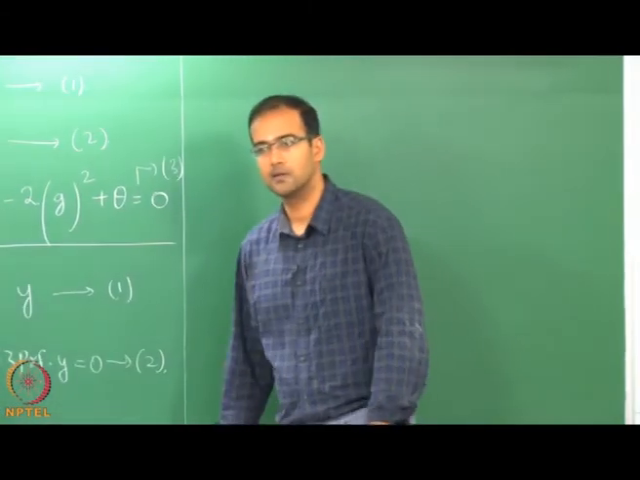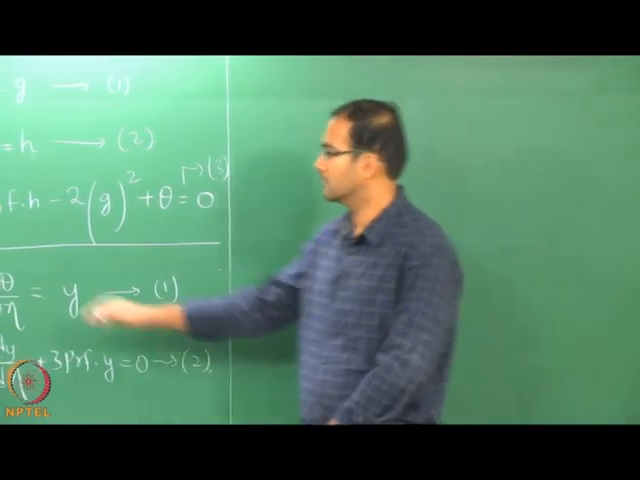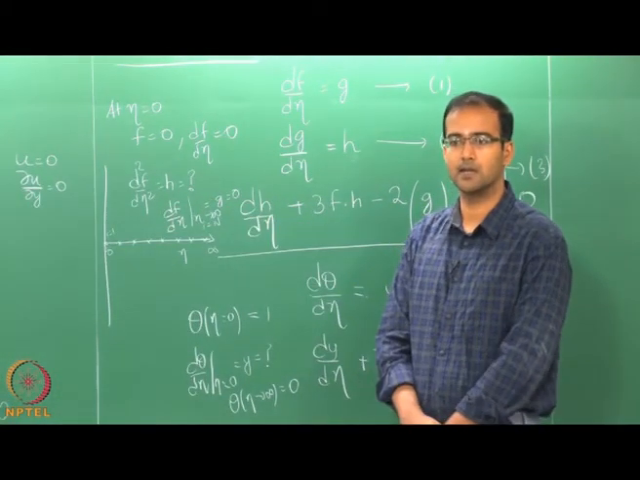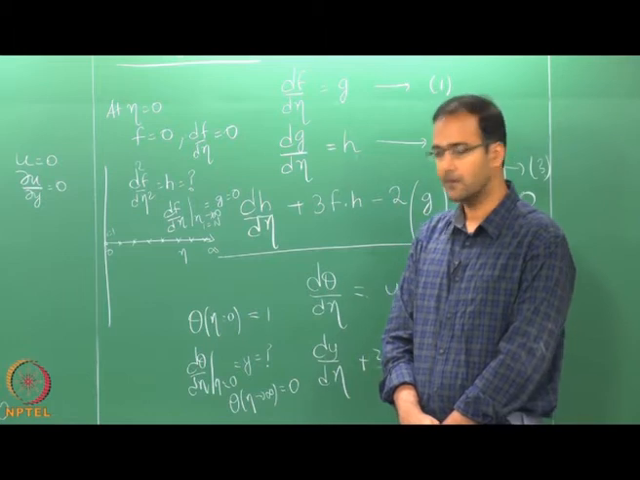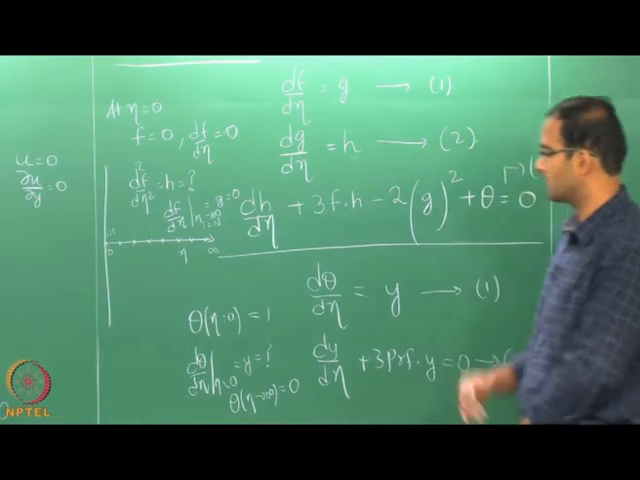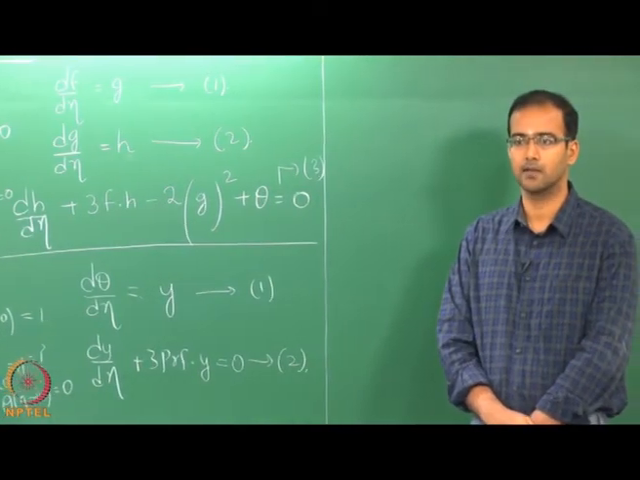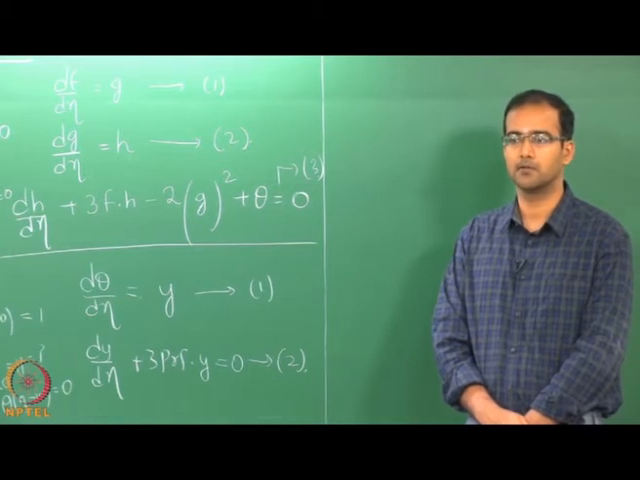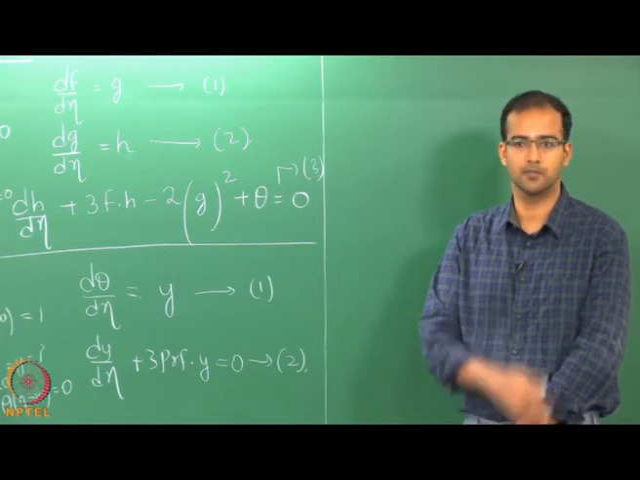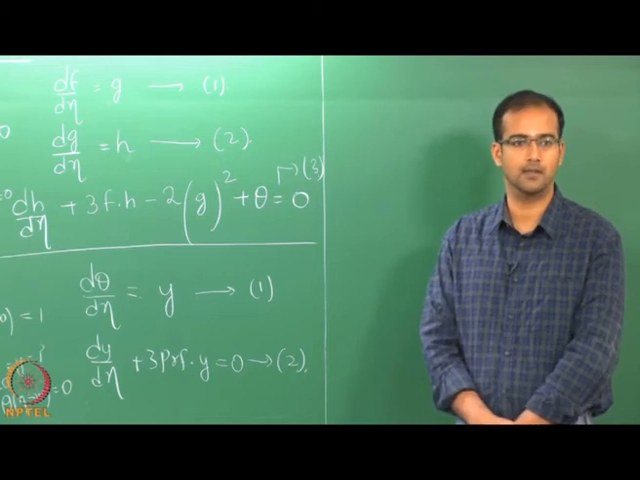Therefore, we now have to introduce the shooting method. You have to shoot a guess in this case for h, which is d square f by d eta square. Simultaneously, you have to understand that in this case these two have to be solved within the same loop, both with respect to iteration and within the same space loop. Both of them have to be solved together.